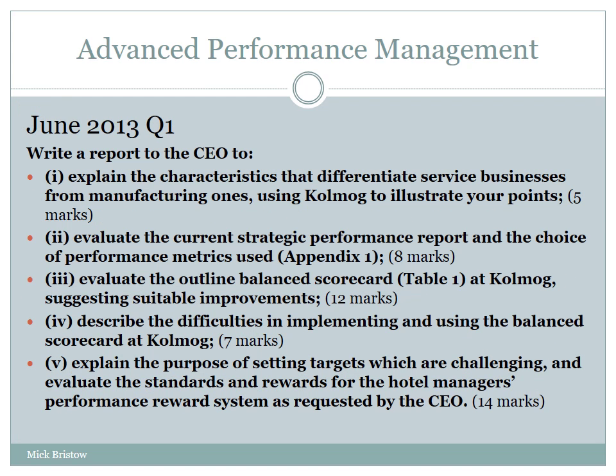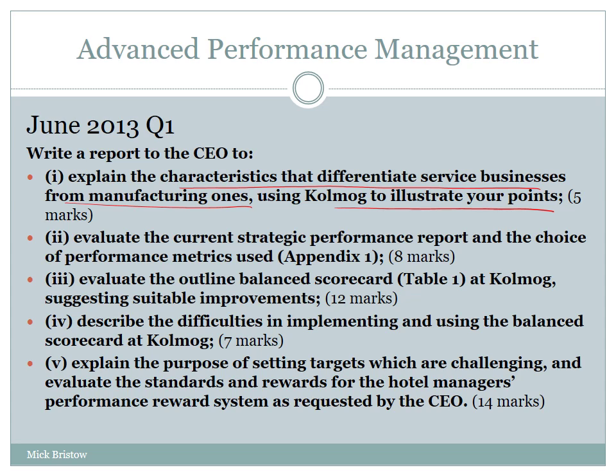And just finally, the 2003 question 1, which was one of our 50 mark questions, compulsory, where you're always asked to write a report for and you're given 4 professional marks for that. Then in this case we're asked to do 5 different sub-questions. First of all, we're asked to explain the characteristics that differentiate services businesses from manufacturing ones. This is a very specific piece of information that's required, but again you're asked using Kolmog, the company in this question, to illustrate your points. So again, rather than just regurgitating information, you're asked to apply it to this scenario.